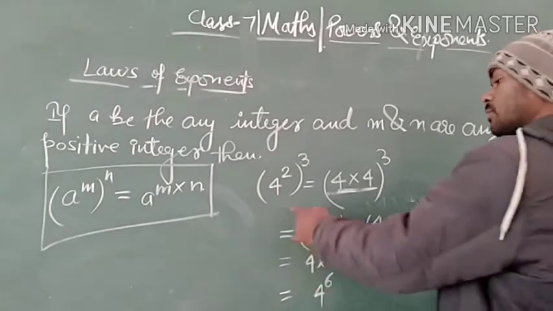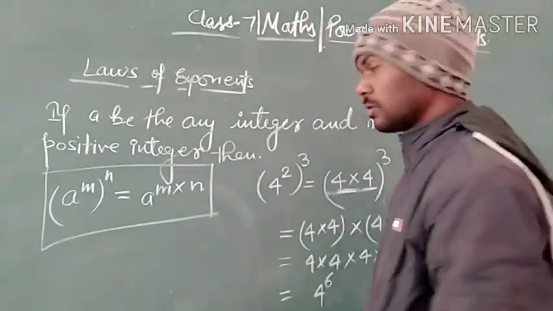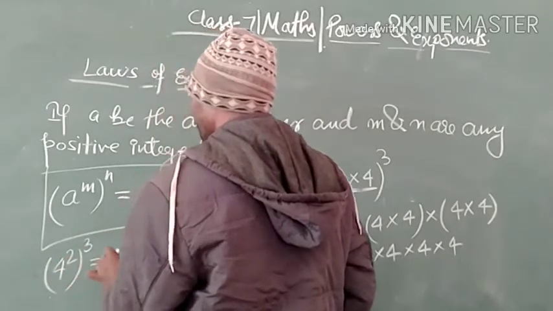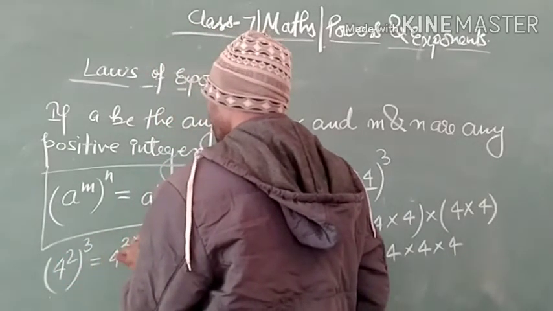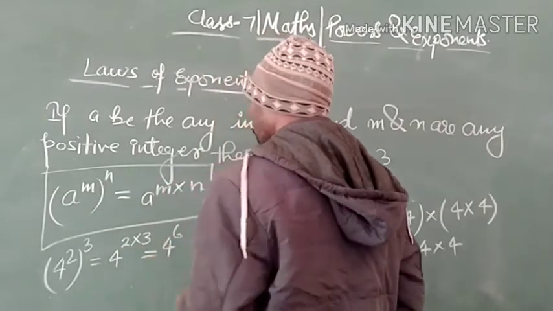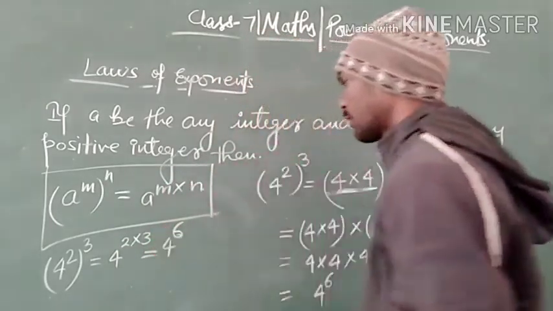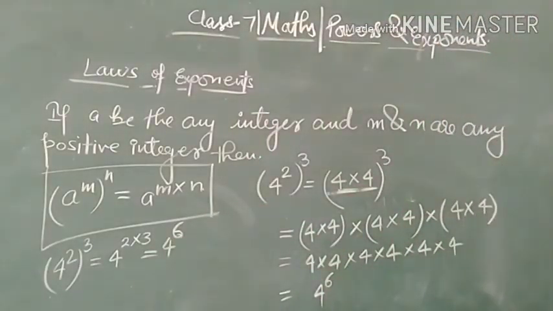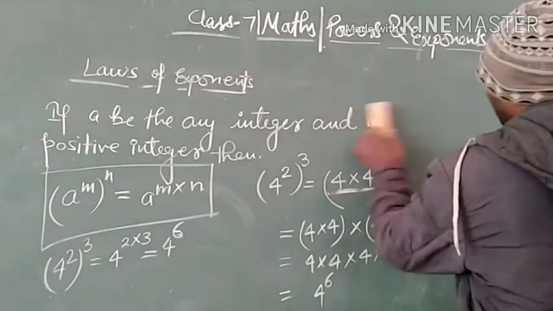Now let us see the same question by this rule. 4 square to the power 3 can be written as 4 to the power 2 multiplied by 3 is equal to 4 to the power 6. So therefore this statement is proved by this solution. So in this way we can use the third rule of the exponent. So students, I hope that it is clear to everyone. Now let us see the rule number 4 of exponent.